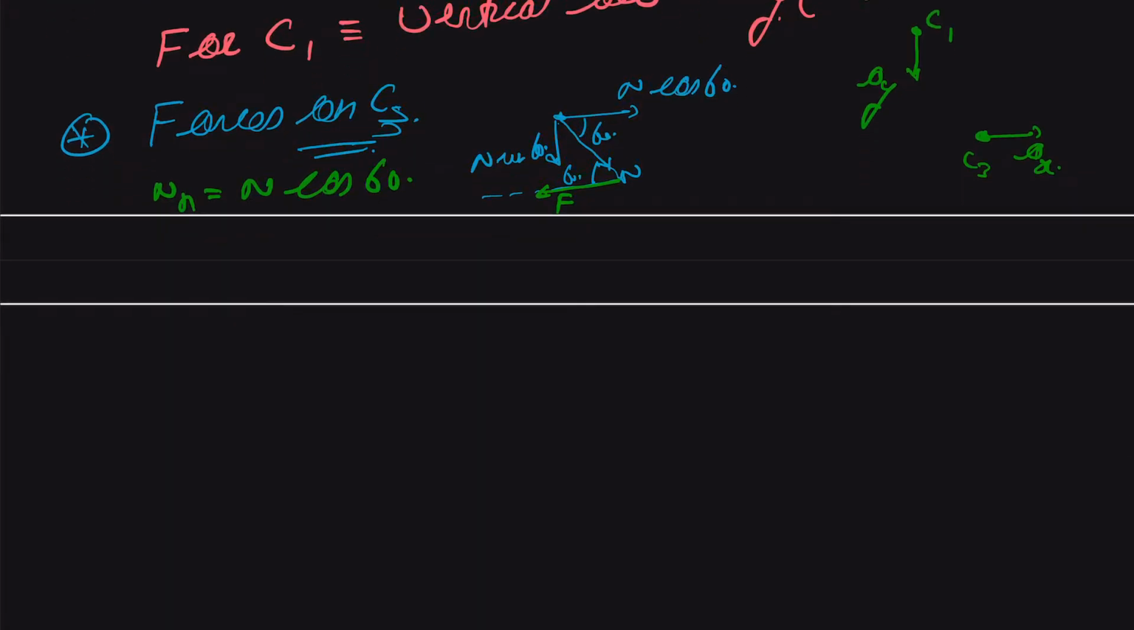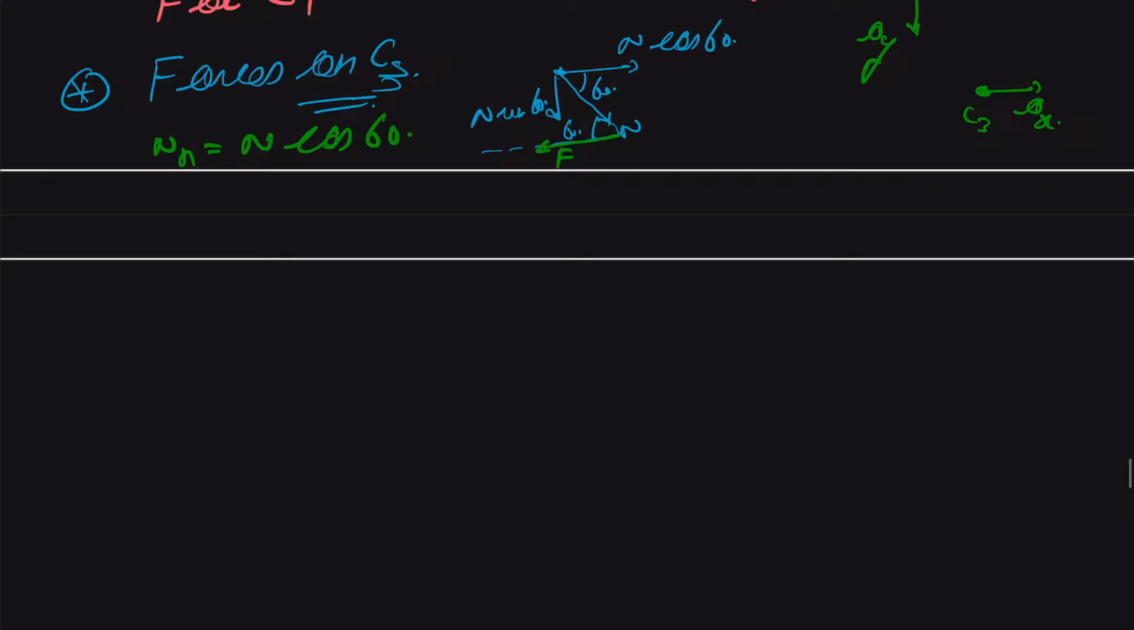So we can write the equation for our motion using Newton's second law. This gives us N cos 60 minus F equals mass times acceleration, which we have stated as a of x. So this is one of our equations.